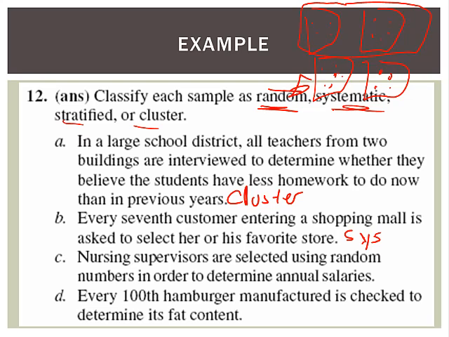Part C. Nursing supervisors are selected using random numbers in order to determine annual salaries. So again, random sample, right? Everybody has an equal chance. We're not systematically selecting every 5th or every 4th person. We're not grouping these. There's just a random number in there. So that's just a random sample. Part D. Every 100th hamburger manufacturer is checked to determine its fat content. So this would be systematic, every 100th hamburger. Getting the hang of this?